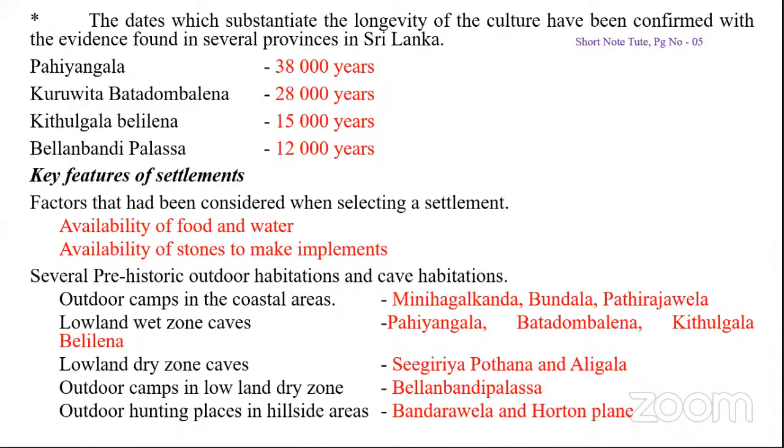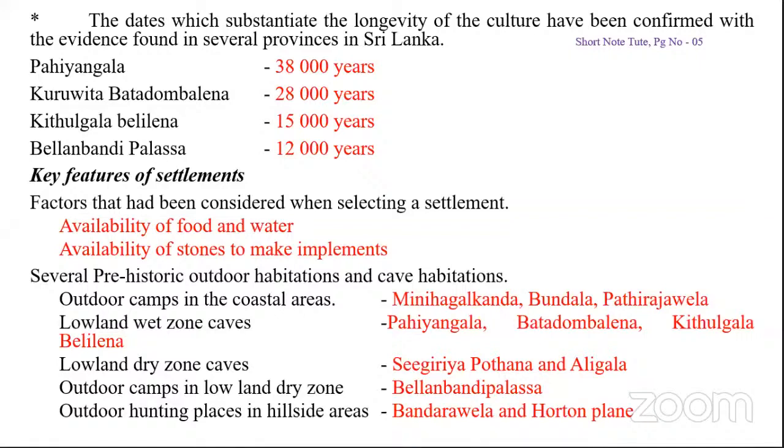Give two types of habitations with examples that Stone Age man was living. So what were the two types of habitations? Caves and outdoor camps. When you are giving an answer, for caves you can give anything: Pahiyangala, Badadombalena, Kitulgala, Belilena, Potana, Aligala. But if there's a question, a cave in the lowland wet zone, then you must write Pahiyangala, Badadombalena, and Kitulgala.